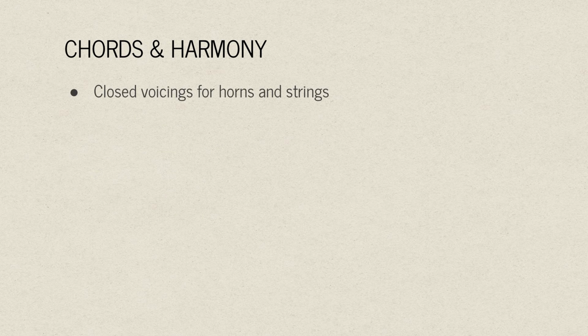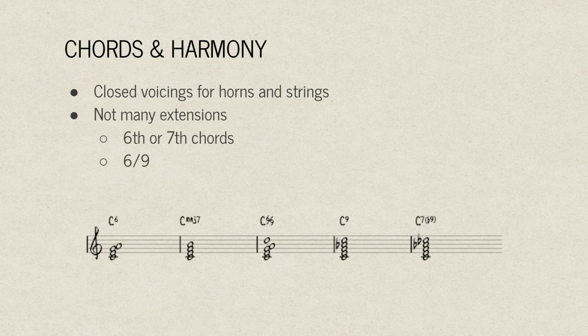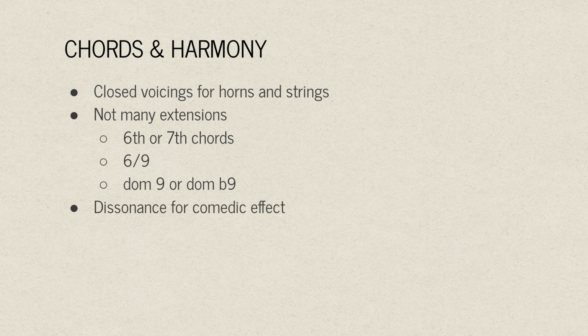In practice, you'll notice that tends to mean primarily closed voicings for horns and strings and vocal ensembles. There won't be a lot of extensions added to the chords. It's mainly 6th and 7th chords. Sometimes it's like a 6-9, or maybe a dominant with a natural 9 or a dominant with a flat 9. But there's little dissonance. If there is dissonance, it tends to be used as a comedic effect, such as a staccato minor second cluster, kind of wah-wah, as an effect.